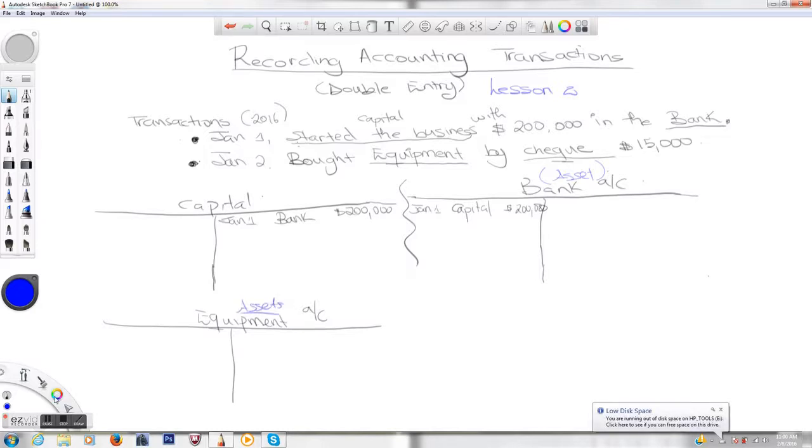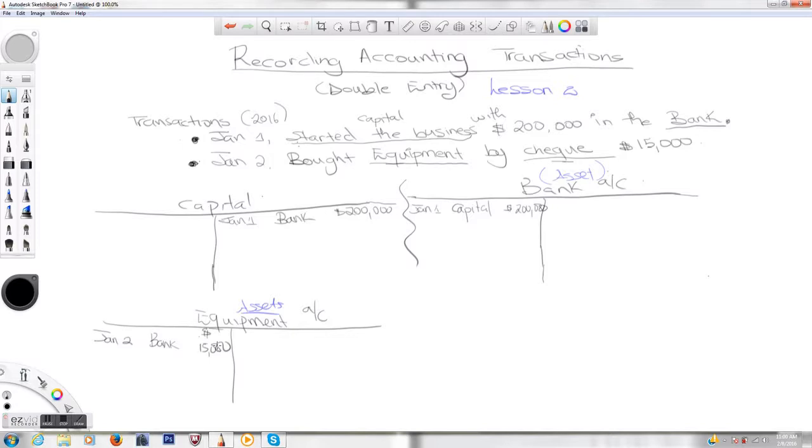So when we buy equipment, we are increasing the amount of equipment we have in the company, so we shall agree that equipment is increasing. Equipment is an asset. To increase an asset, you debit. So you write it on the debit side. January 2. The bank account is the other account affected by the same transaction, $15,000.